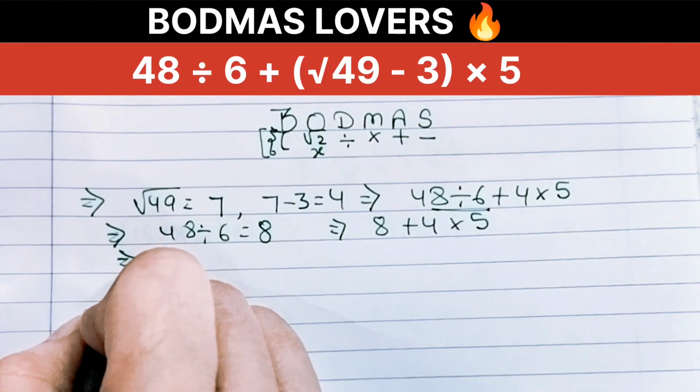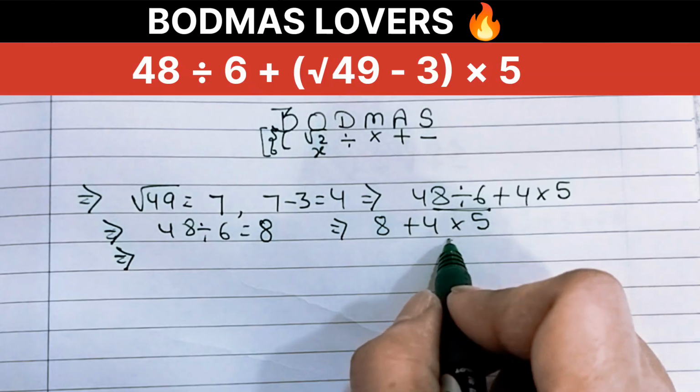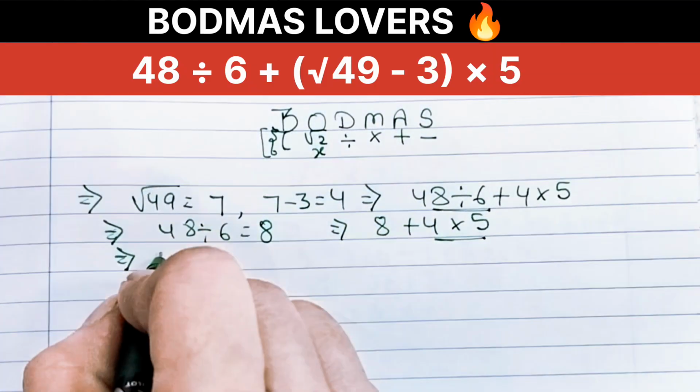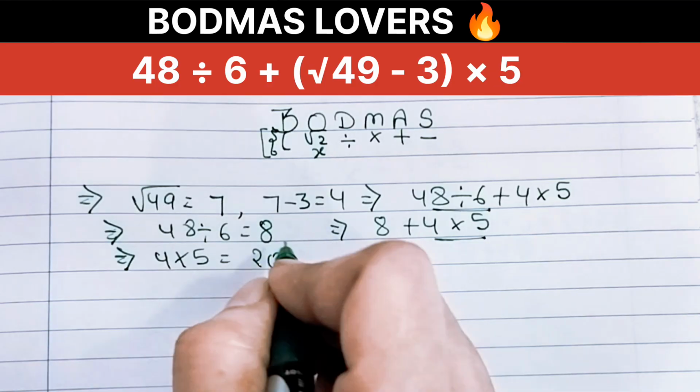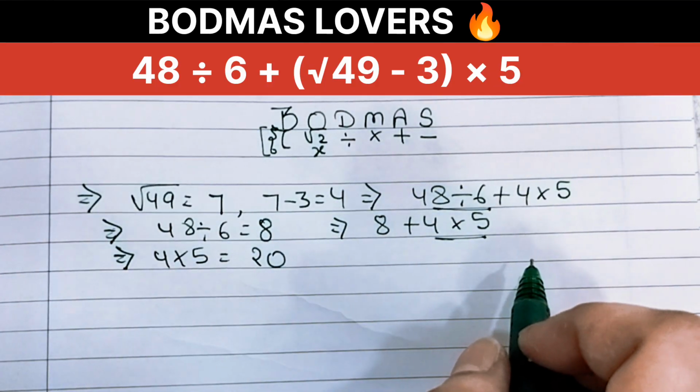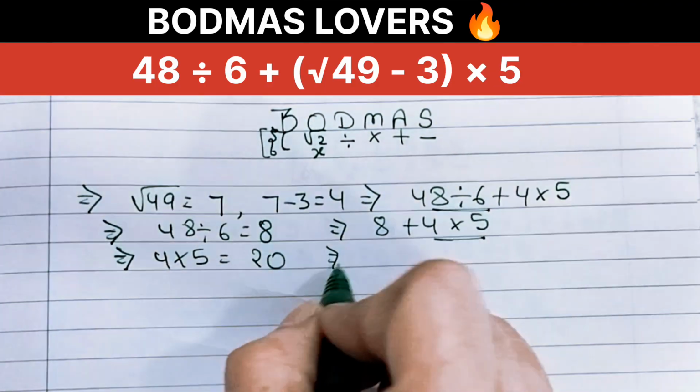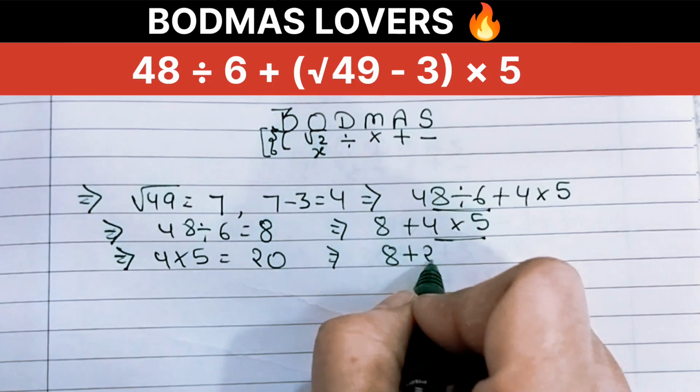Move to the next step, multiplication. Now multiply the digits, which is 4 multiplied by 5. Now 4 multiplied by 5 gives you 20. According to this step, multiplication comes before addition in the hierarchy. Now the current expression becomes 8 plus 20.